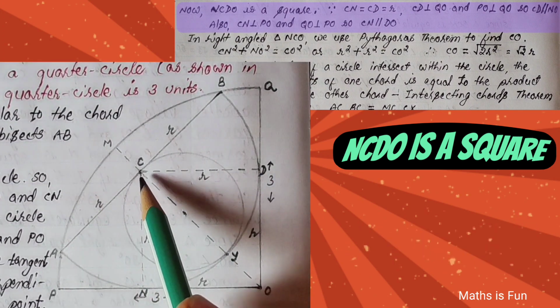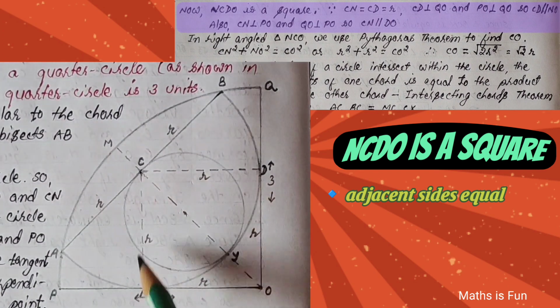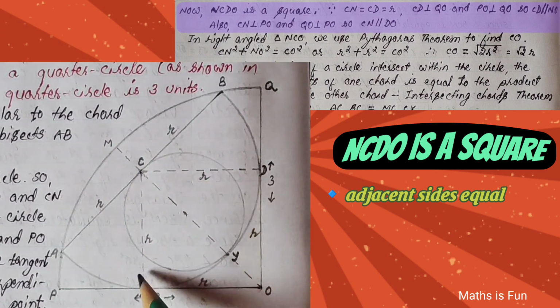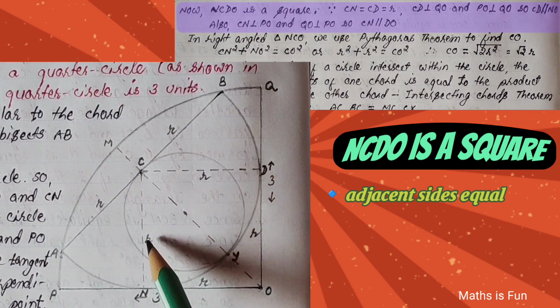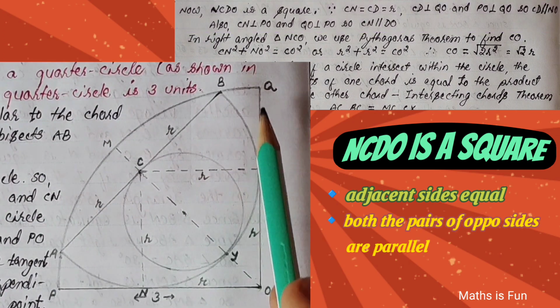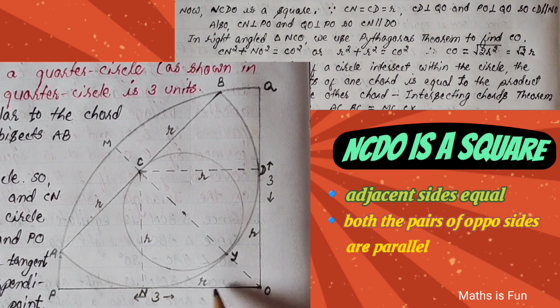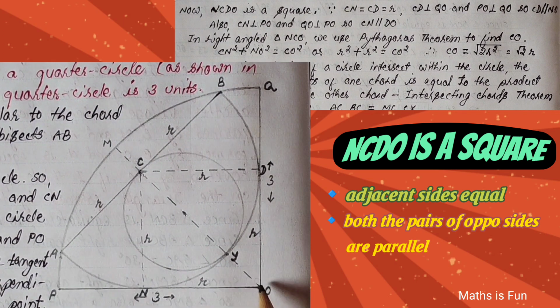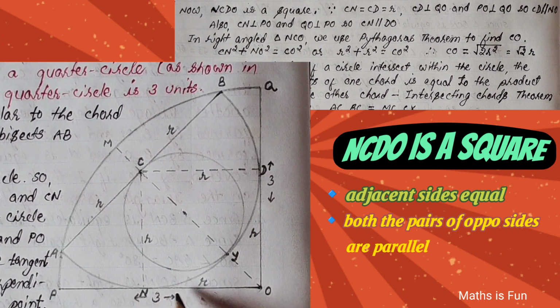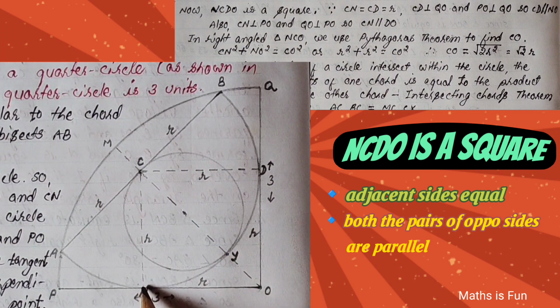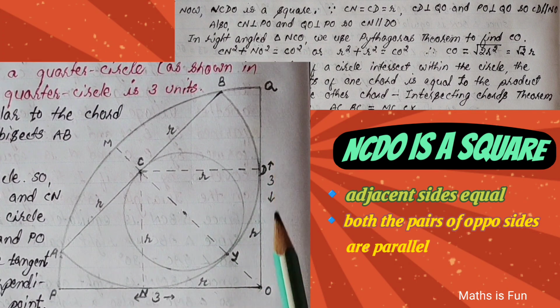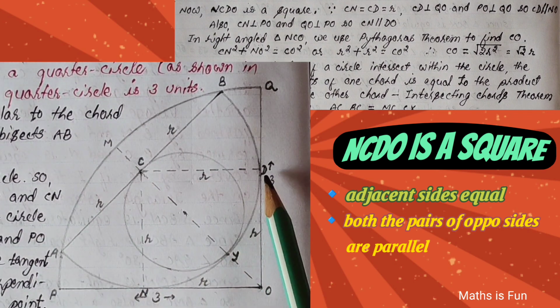This is because the adjacent sides of this quadrilateral, CN and CD, are of equal length. They are the radii of this semicircle, so they are equal in length. So let's denote their lengths by a small letter R. Then we see that CD is perpendicular to QO, and PO, which contains the opposite side, is also perpendicular to QO, which means that CD is parallel to NO. Similarly, CN is perpendicular to PO and QO is also perpendicular to PO. So side CN is parallel to DO.